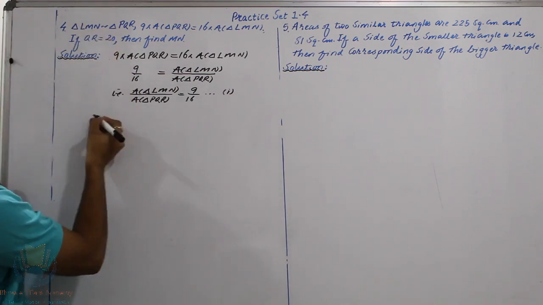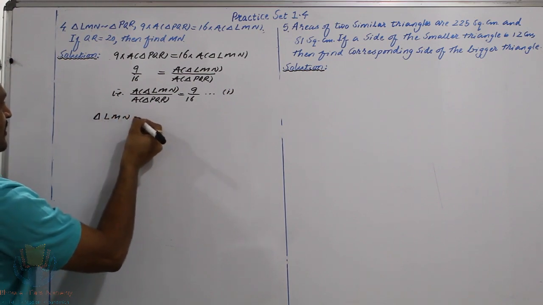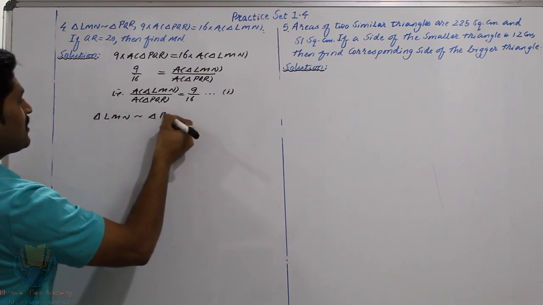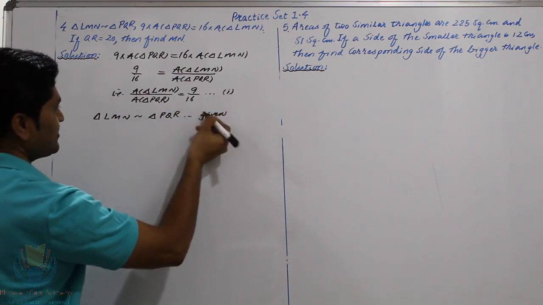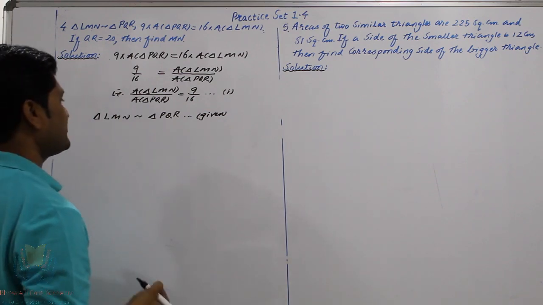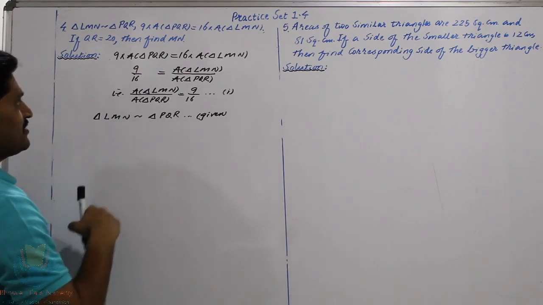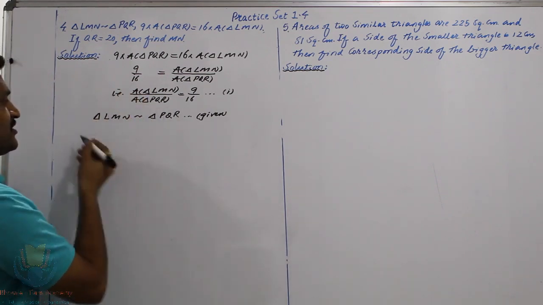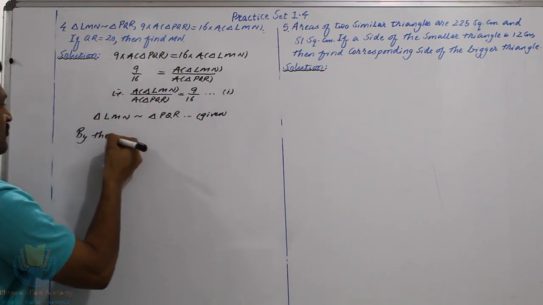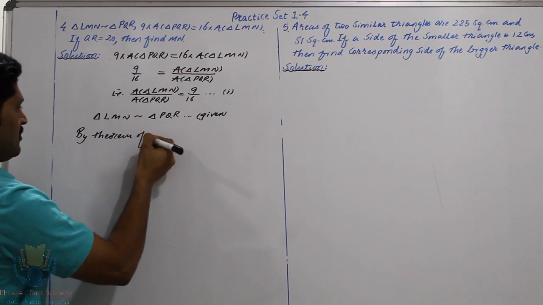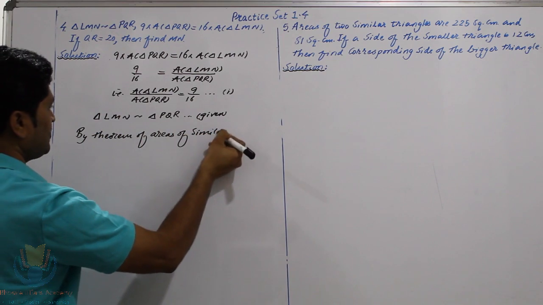So first we will copy this: triangle LMN is similar to triangle PQR. So this is given. So once the triangles are similar, either their corresponding sides are in proportion, or we can use that theorem of areas of similar triangles. So here we will use the theorem of areas of similar triangles to find this MN, by theorem of areas of similar triangles.